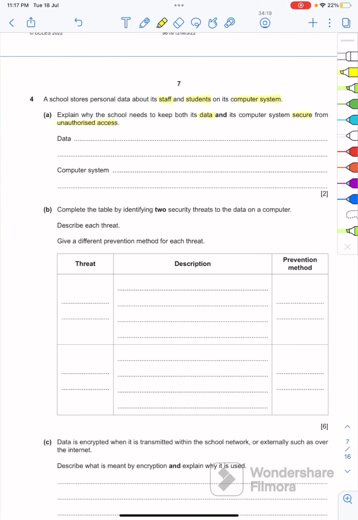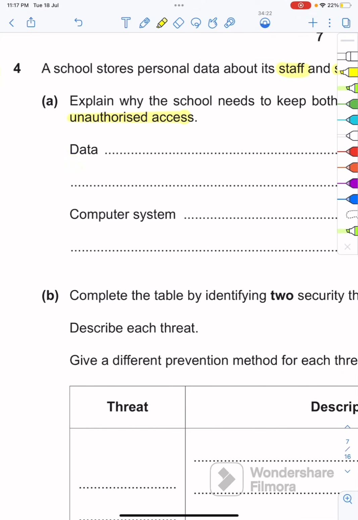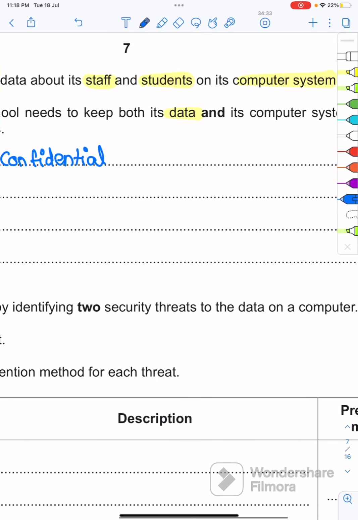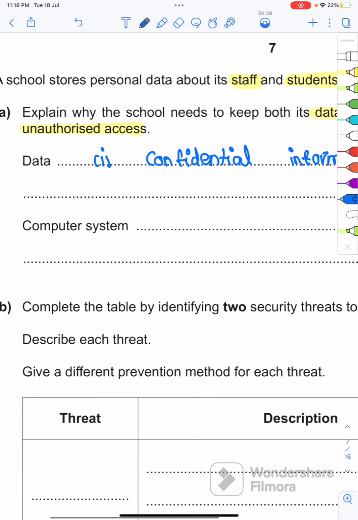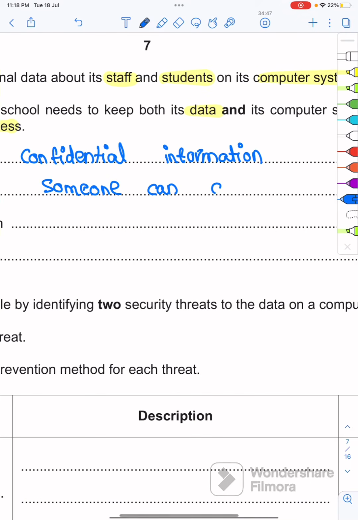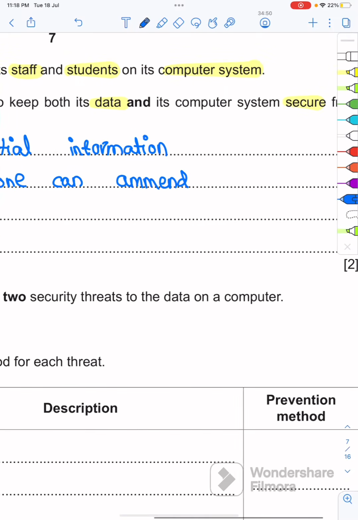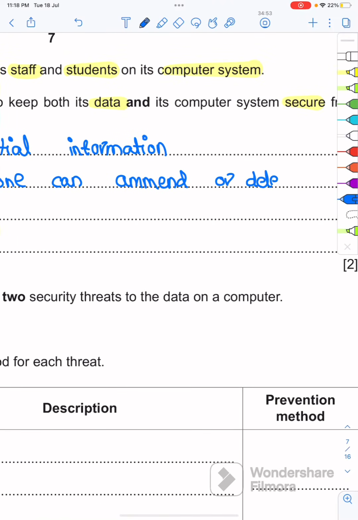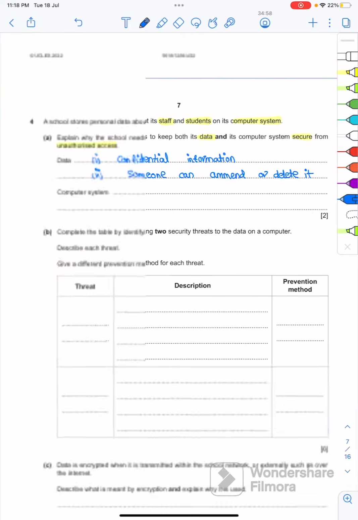Pretty straightforward, you know. For the data, you can say that one, the data is confidential information. And even if it isn't confidential information, someone can amend it. Amend or delete it. Right? So 1 mark for each of them.